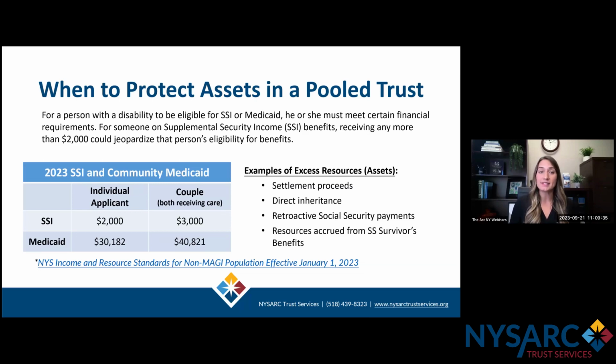For a person receiving SSI, they can never have more than $2,000 in their name or in their bank account. If the person is not receiving SSI, they're only receiving Medicaid, Medicaid waiver services, long-term care services, TBI waiver, OPWDD services, then they're going to have a higher asset limit. And as of this year, they can have up to $30,182. And those limits are slightly higher if they're married and both of the individuals are receiving services from Medicaid or SSI.